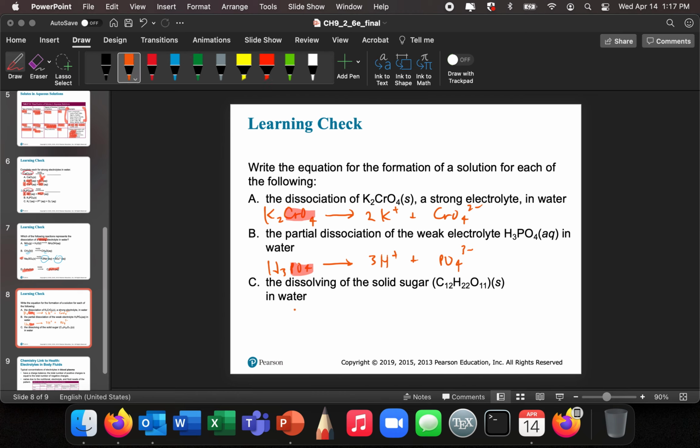And then the final one, the dissolving of solid sugar, it's sucrose in water. And this is just going to be C12H22O11, solid, dissolved in water is going to give C12H22O11, aqueous, because it does not break up into ions. And you know it's not ions because there's no metals in there, right?